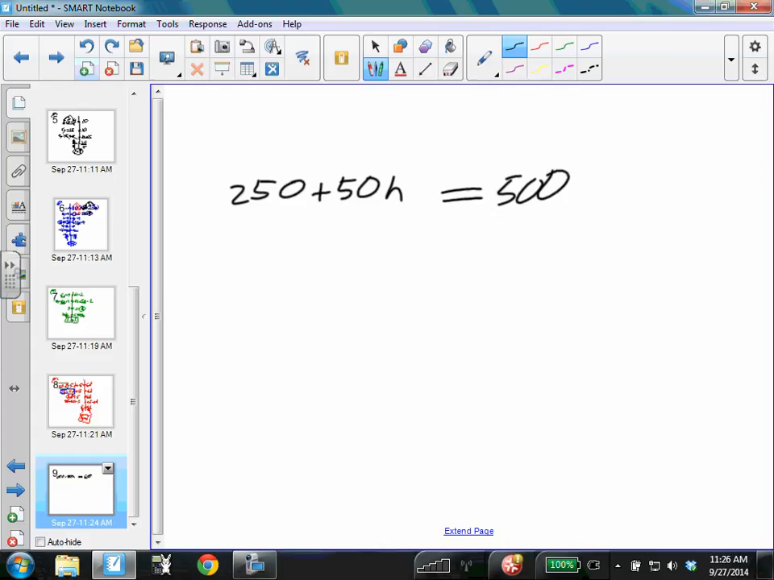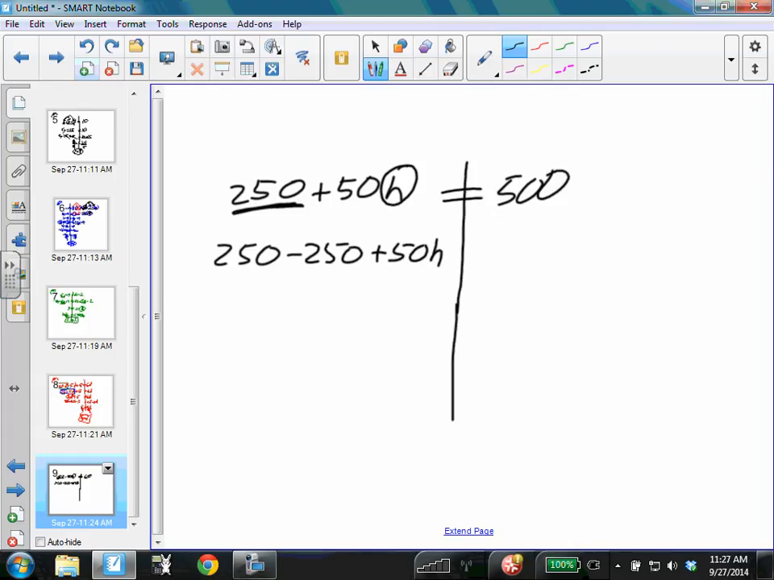We wanted to find the number of hours that it would take to get there. So we're trying to get h by itself so that we can have the number of hours it would take for us to get there. In order to get this 50h by itself, the first thing I have to get rid of is this 250. It's positive, so I'm going to subtract it from both sides. I'm going to subtract 250, keeping my equal sign in the middle here.